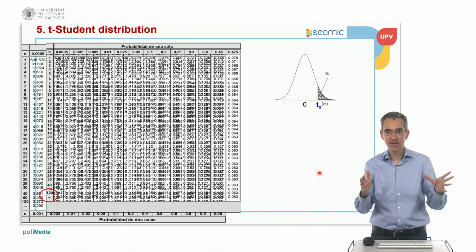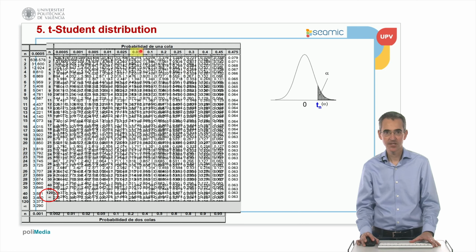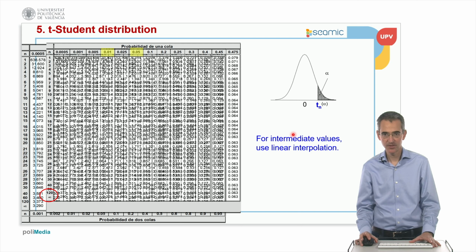What does it mean? Well, infinite implies the standard normal distribution, and if we compare the values, we can check that at 120, more or less, the values are similar. It means that the approximation is good. Okay, and then for example, this value is 0.05. This is the most common value of alpha used in statistics, 0.05 and also 0.01. So for intermediate values, we can use linear interpolation, which is a process that I explained in the previous video.